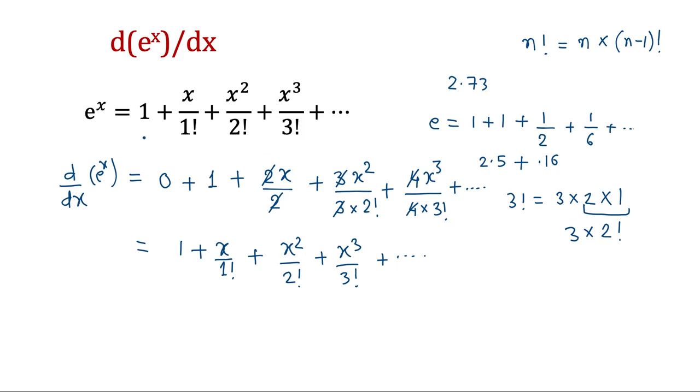Now compare this. Is it the same as this? These values? 1 is there. Next is x. Next is x squared by 2 factorial. Next term is x cubed by 3 factorial. And all the terms will be the same as this. But this is the value of e raised to the power x. And here it's the value of the derivative of that. So that proves that the derivative of e raised to the power x is the same as the function itself. That's why we call it a special function.